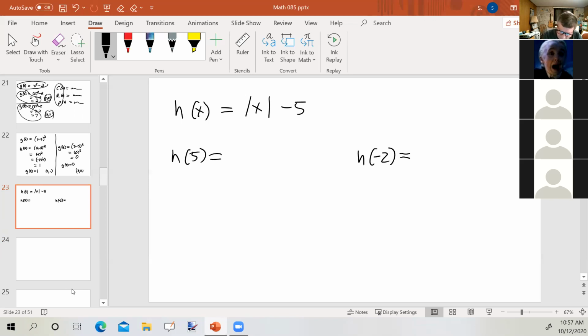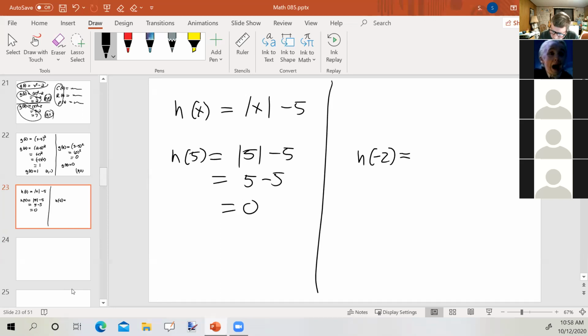So h of 5 would be the absolute value of 5 minus 5. What is the absolute value of 5? 5. And what is 5 minus 5? 0. Good. Second value, h of -2, would be the absolute value of -2 minus 5. What is the absolute value of -2? 2. Good. And 2 minus 5 is? -3. Excellent. Any questions about that?